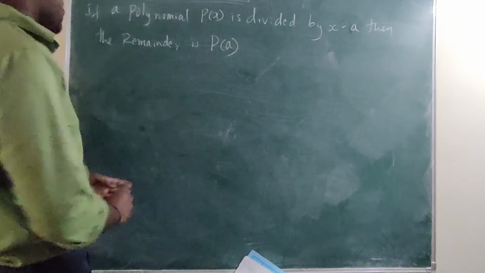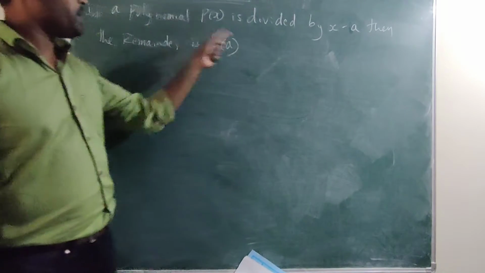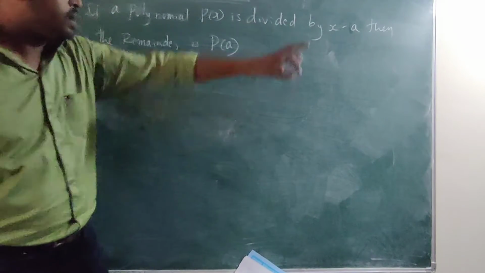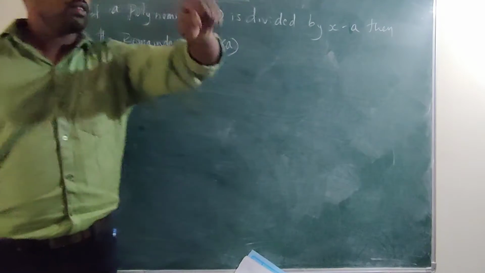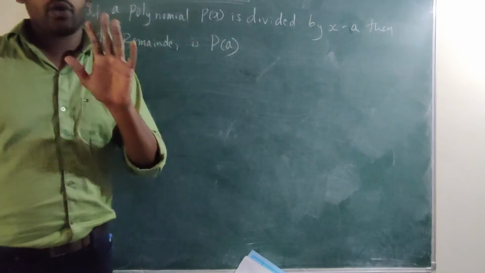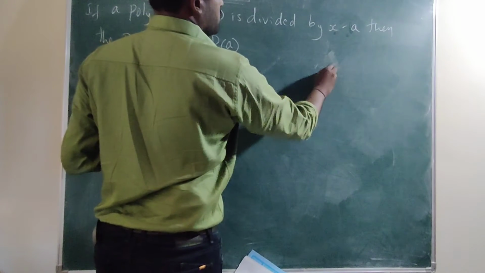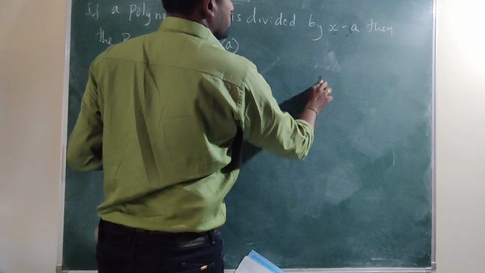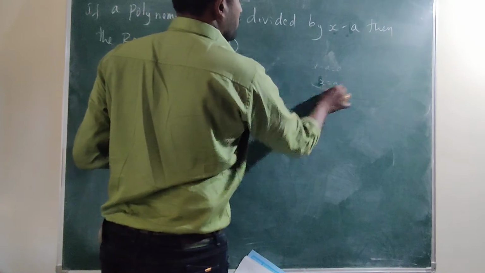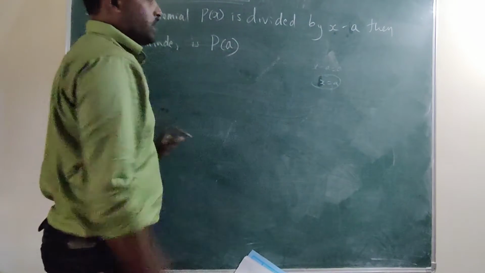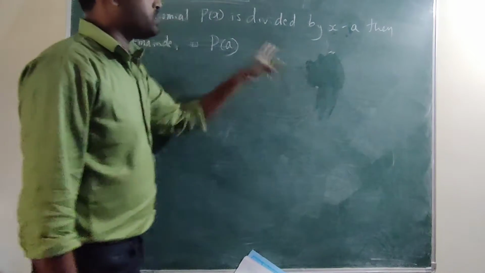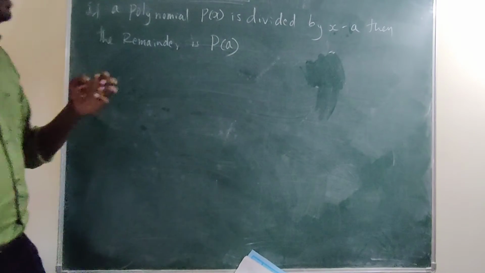Okay. See here, students. If a polynomial P of x is divided by x minus a, then the remainder is P of a. Because here, minus a, you have to consider x minus a is equal to 0, so x is equal to a. Instead of x, you can replace a. Clear? This is actually the statement of the remainder theorem.